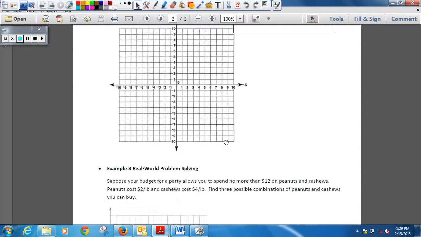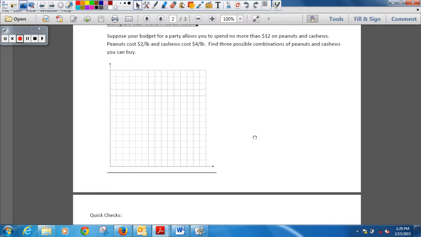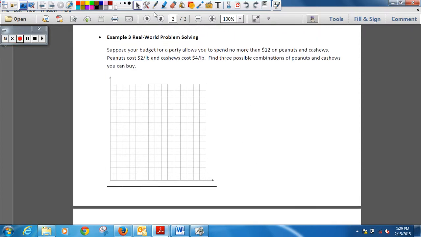Okay, our next example here is a real world problem. Suppose your budget for a party allows you to spend no more than $12 on peanuts and cashews. Peanuts cost $2 a pound and cashews cost $4 a pound. Find 3 possible combinations of peanuts and cashews you can buy.